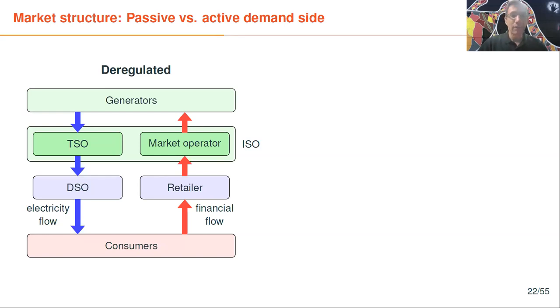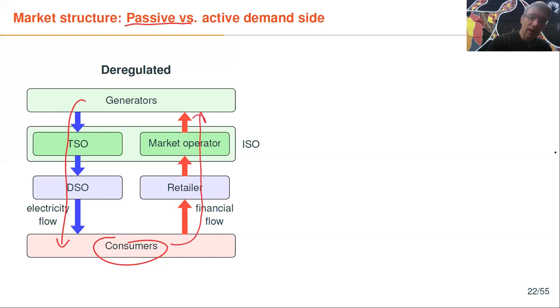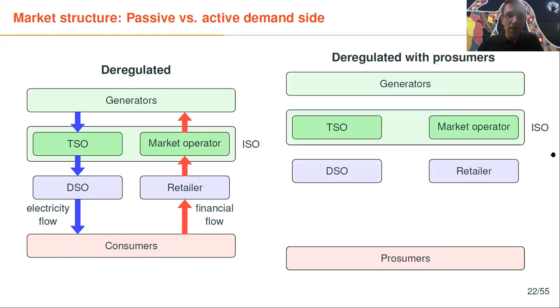Now, if we look at the implication of that model onto the system, here on the left, I have a deregulated power system, but with passive demand. So that would be probably what we have today or what we had maybe 10 years ago, where customers are fully passive. So the power flow is from generators through transmission down to distribution and to the customers, and the financial flows are then in the other direction. So through the retailer, the market operator, and finally to the generators.